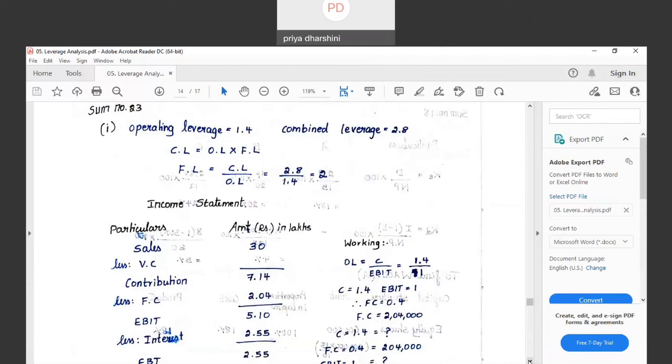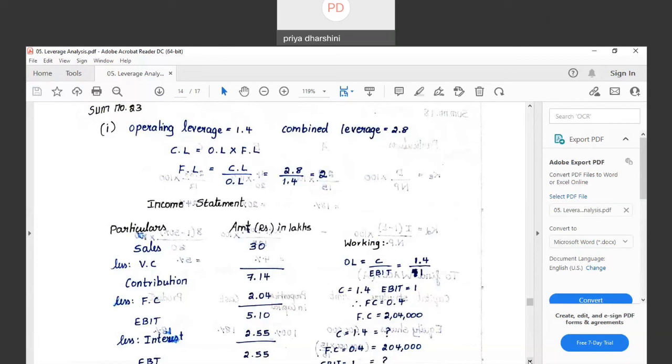Okay. The following details of T Limited for the year ended 31st March 2016 are given below. What are all told? Operating leverage is 1.4. Combined leverage is 2.8. Fixed cost excluding interest is 2.04 lakhs. Sales is 30 lakhs. 12% debentures of 100 lakhs, equity share capital, income tax rate. Calculate financial leverage. Calculate PV ratio and earnings per share. If the company belongs to an industry whose asset turnover is 1.5, does it have a high or a low asset leverage? At what level of sales, earnings before tax of the company will be equal to 0?